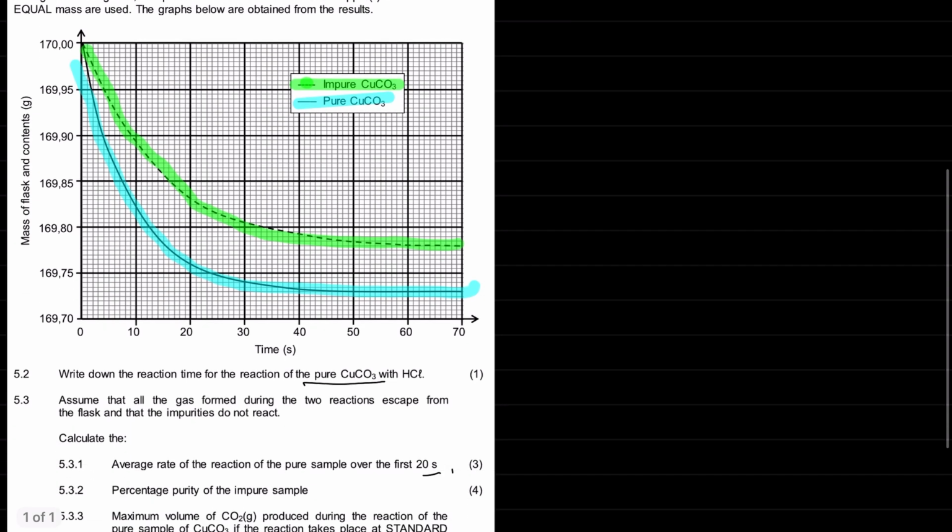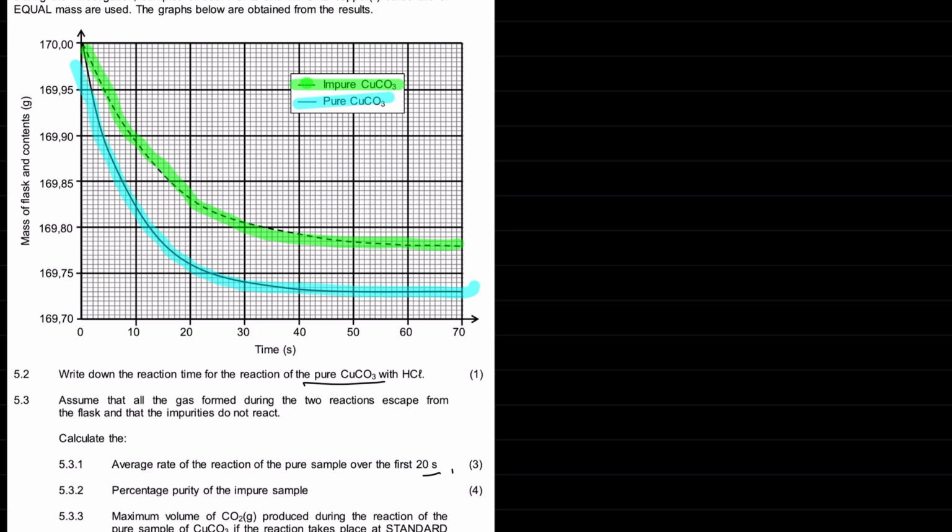Okay, question 5.3. Assume that all the gas formed during the two reactions escapes from the flask and the impurities do not react. 5.3.1, calculate the average rate of the reaction for the pure sample over the first 20 seconds.